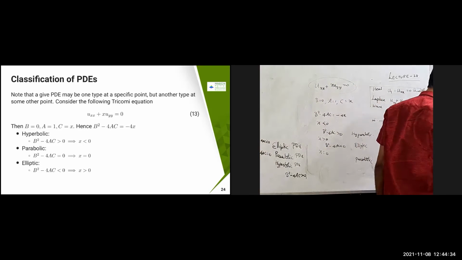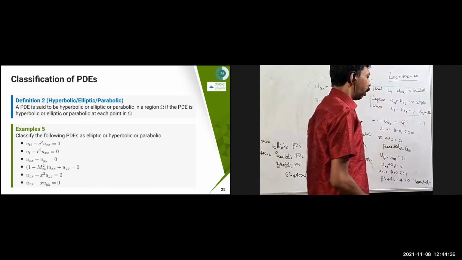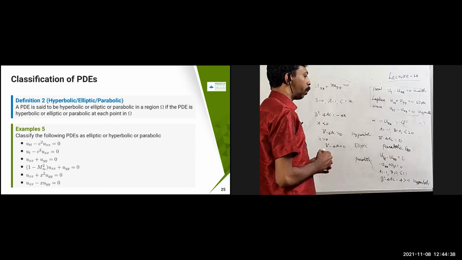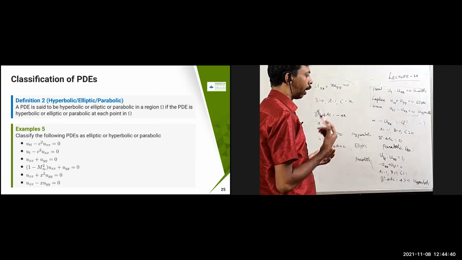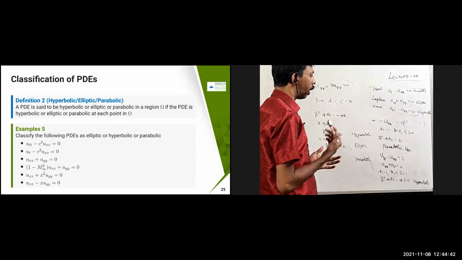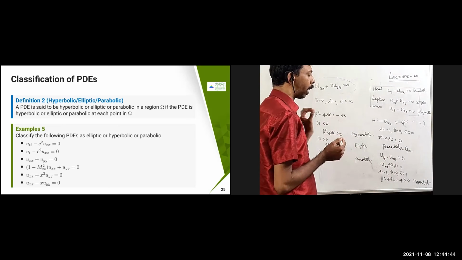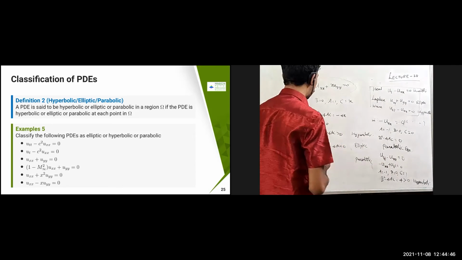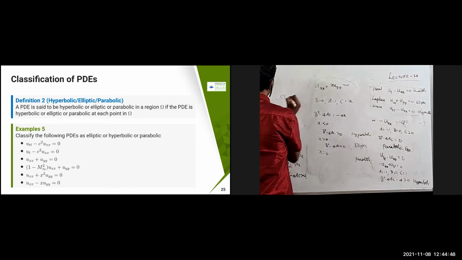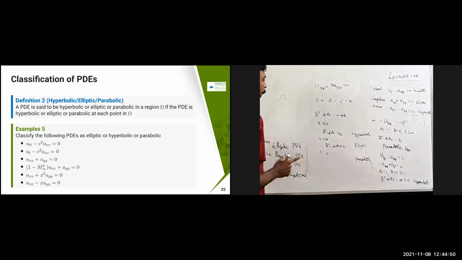Okay, so this is one thing. We say a PDE is said to be elliptic, hyperbolic, or parabolic in a region omega if it is parabolic, hyperbolic, or elliptic at each point in omega. For example, I have a region omega. In that case, what we can say is that whether it is hyperbolic or elliptic in the region omega, it should be true for each point, not only one point.